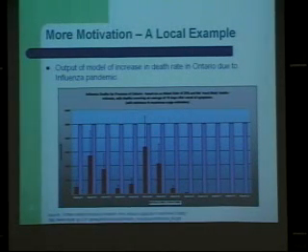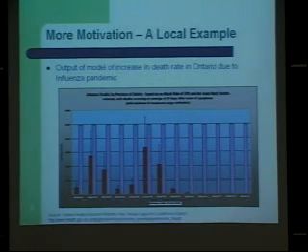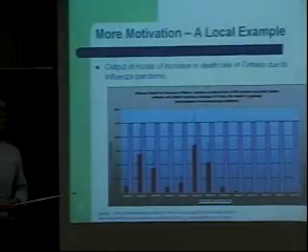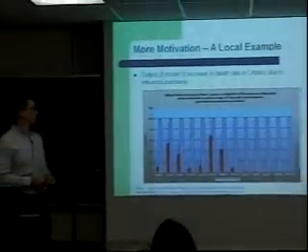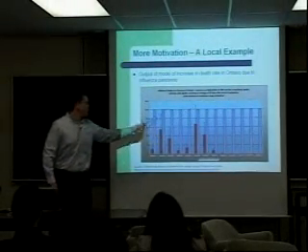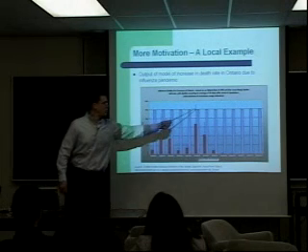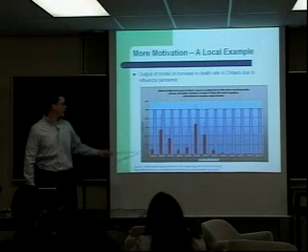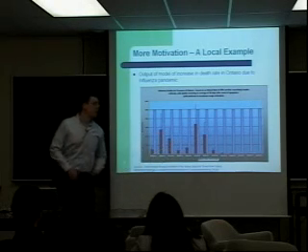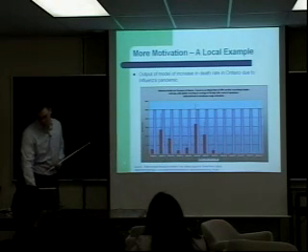To put it into local context, this is the output from a model put together by the Ontario Ministry of Health, which predicts what the additional death toll would be in Ontario due to the next flu pandemic. So you can see this is the 5,000 deaths per month is the normal rate of death in Ontario. The red bars indicate what the additional rate would be in each given month following the outbreak of influenza.